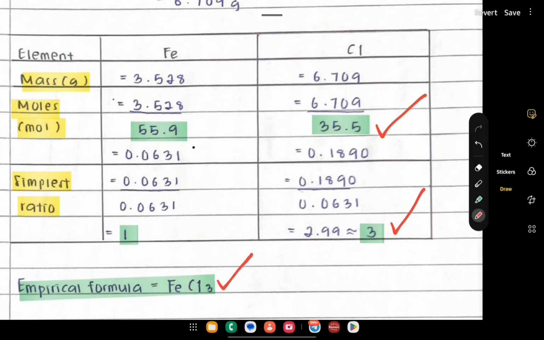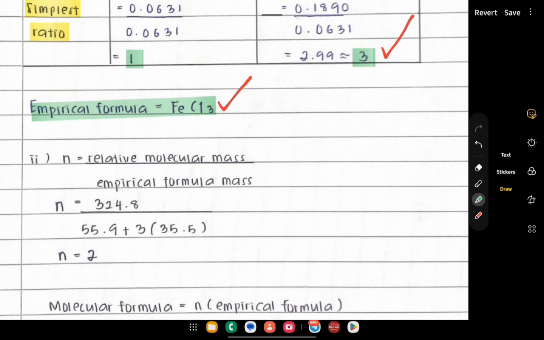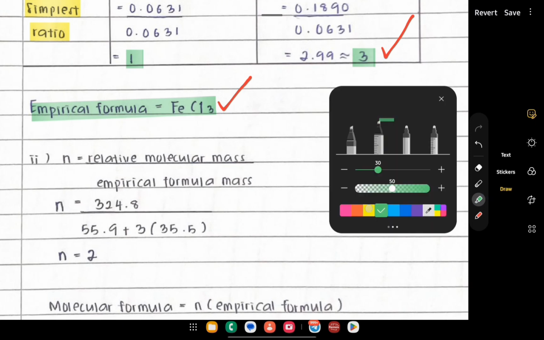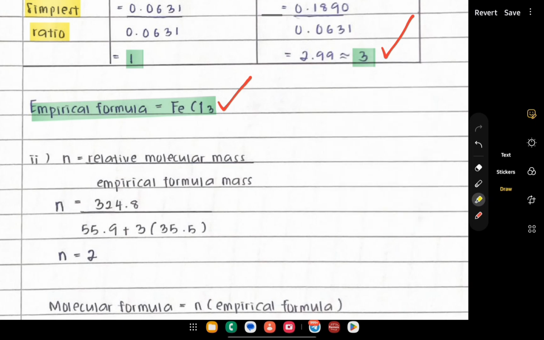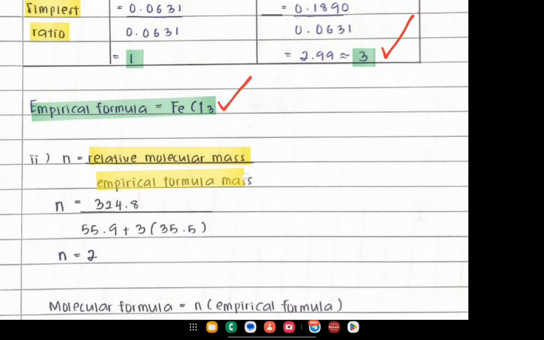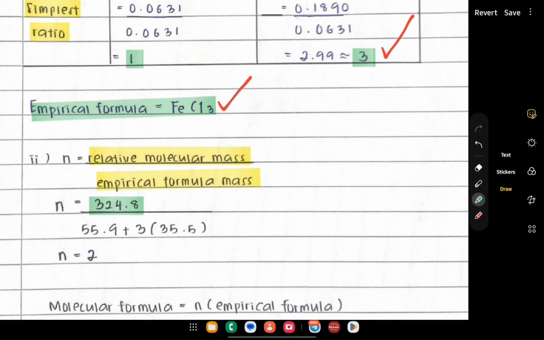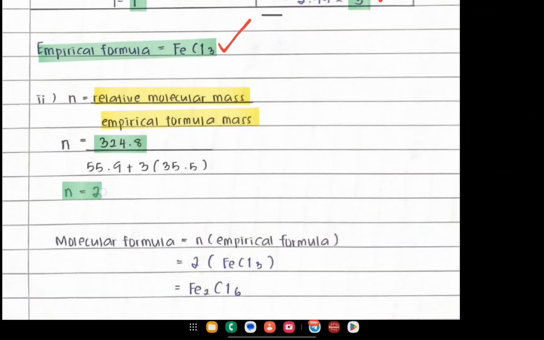Marks allocated are 1 mark for row of moles, 1 mark for row of simplest ratio, and 1 mark for the correct empirical formula. Question B2, we need to determine the molecular formula of the compound. First, we need to find the value of n by using this formula. The relative molecular mass was given in the question, which is 324.8 gram per mole. Then divide it by the empirical formula mass from question B1. After calculating, n equals 2.